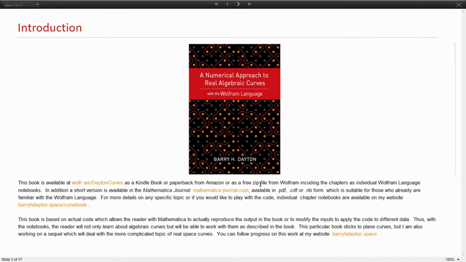They left out an important word in the title here: this book covers plane curves. I am working on the sequel, which will cover space curves. Right now, if you want to see how far I've got, you have to go to my website. I've got a summary, but it's only about half written.